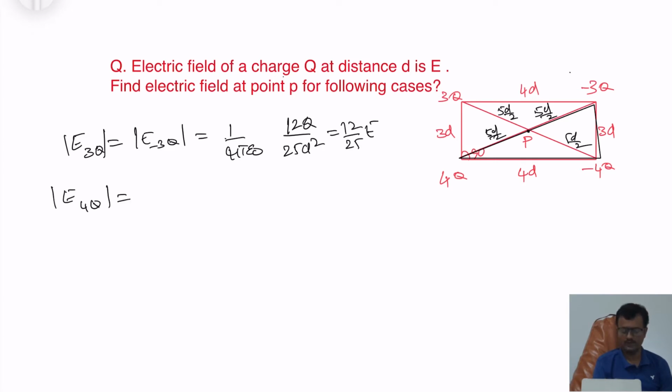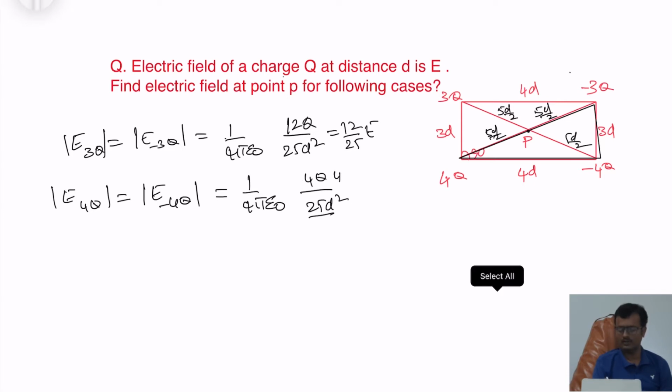The magnitude of the electric field of 4Q is equal to that of minus 4Q because both are at equal distance from point P. So that is equal to 1 by 4 pi epsilon naught, charge 4Q by distance 5D by 2 whole square, so that is 25D square by 4. The 4 goes to the numerator, 4 into 4, 16. So this is 16 by 25 into E.